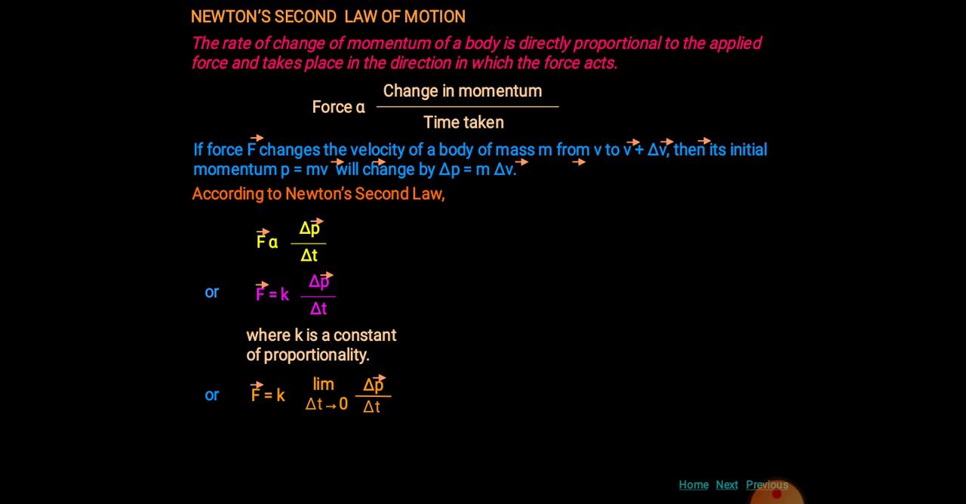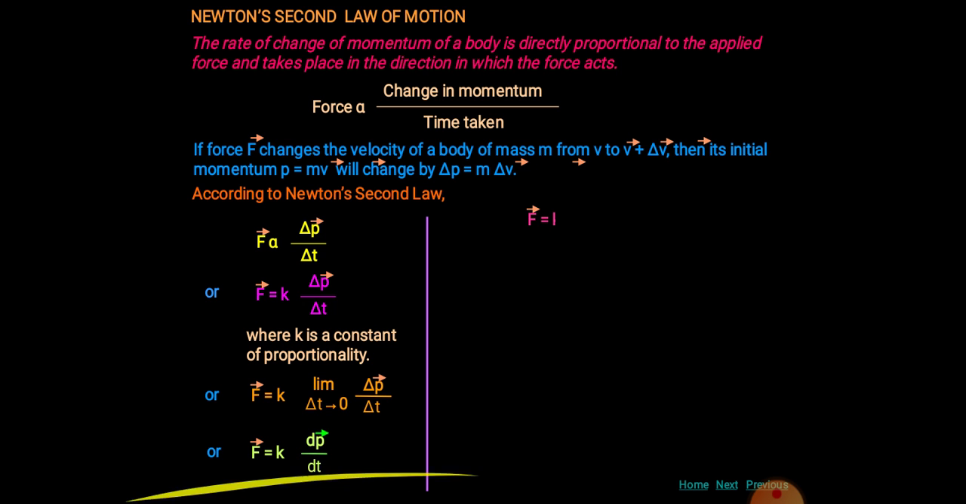So here we can write it like that also: F is equal to k times the limit as delta t tends to 0 of delta P divided by delta t. So here F is equal to k into dP by dt. So these are all equations of momentum. So we can prove here F is equal to m into a.